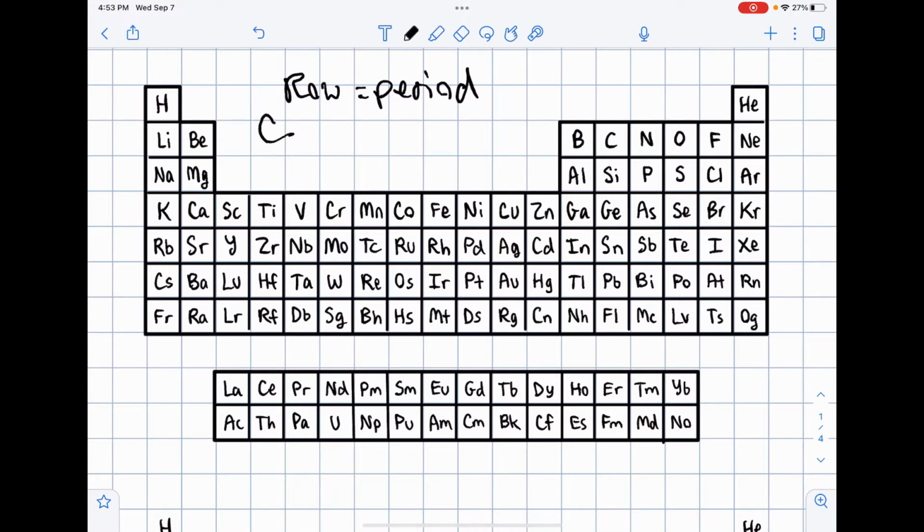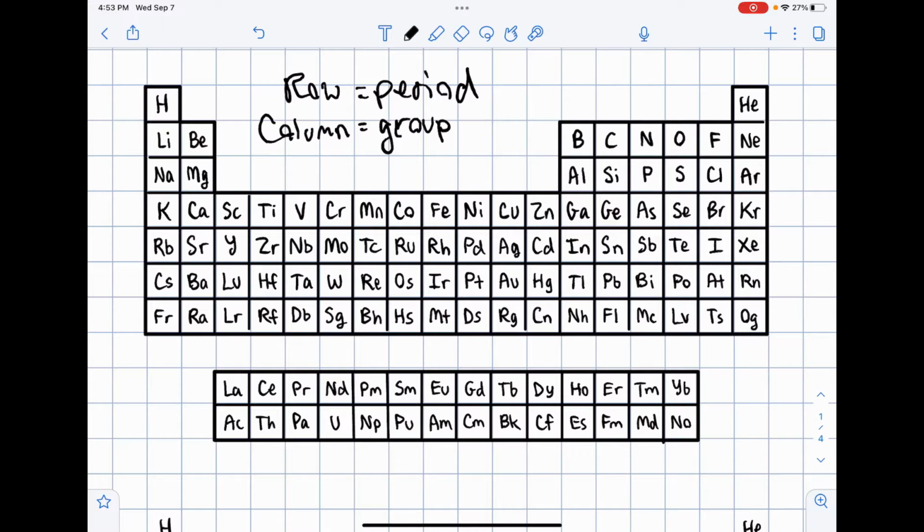The columns are called groups. Why? Because we group these elements together. So for example, fluorine, chlorine, bromine, iodine all share characteristics, like for example, they form diatomics where they like to go in twos. So things in the same column like to do the same stuff. The reason why has to do with electron configuration.